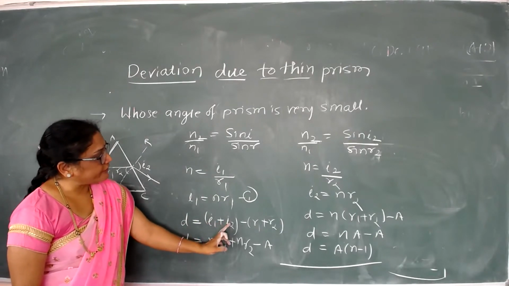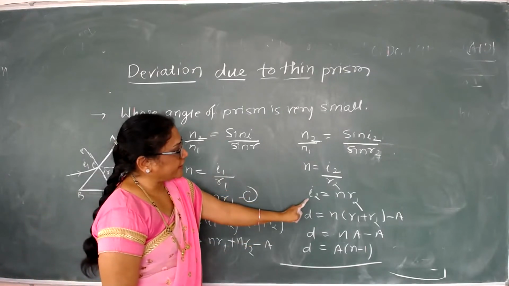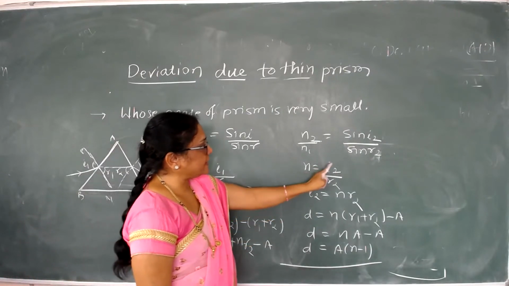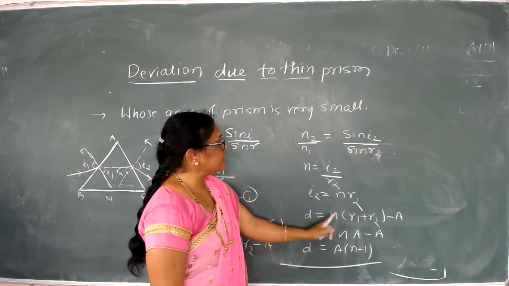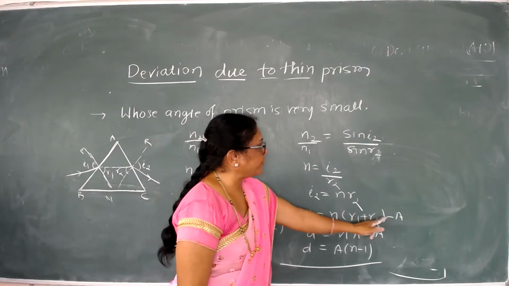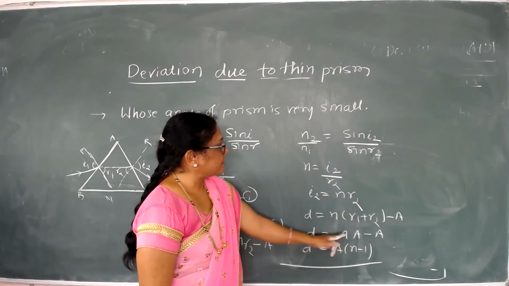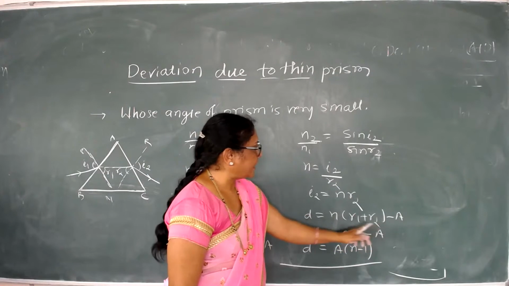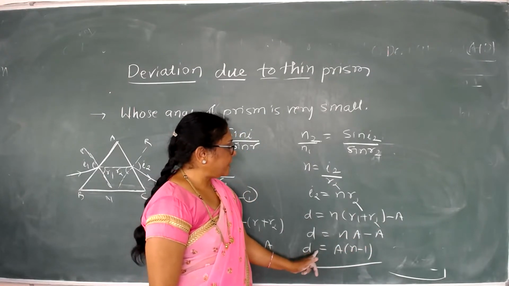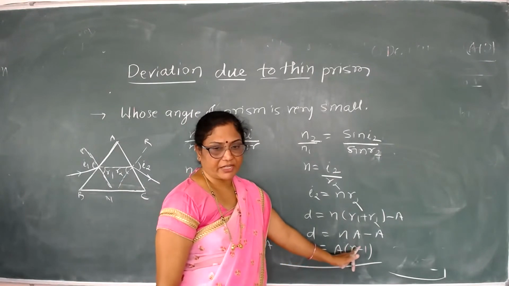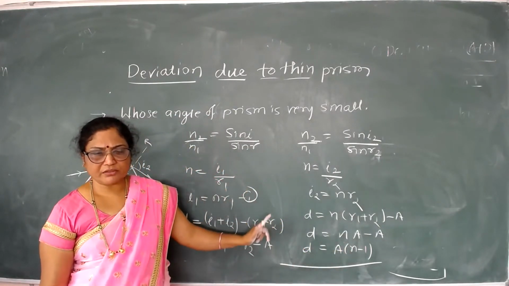D is equal to I1 plus I2 minus (R1 plus R2). The same formula applies for the second surface, that is, n is equal to I2 by R2, so I2 is equal to n R2. Therefore, D is equal to n into (R1 plus R2) minus A, where R1 plus R2 means A. That is, D is equal to nA minus A. If we take A common, the deviation due to a thin prism is D is equal to A into (n minus 1). So in this way, we derive the expression for the deviation due to the thin prism.